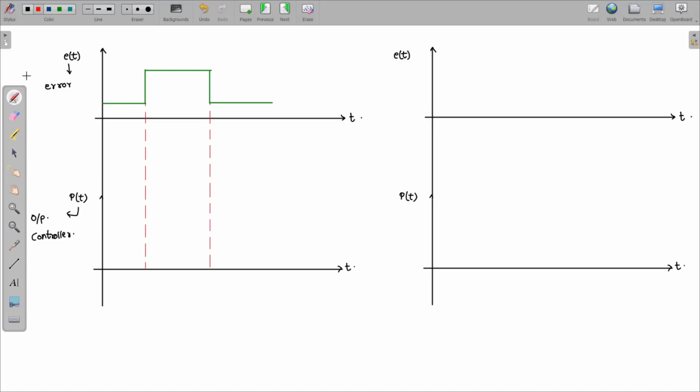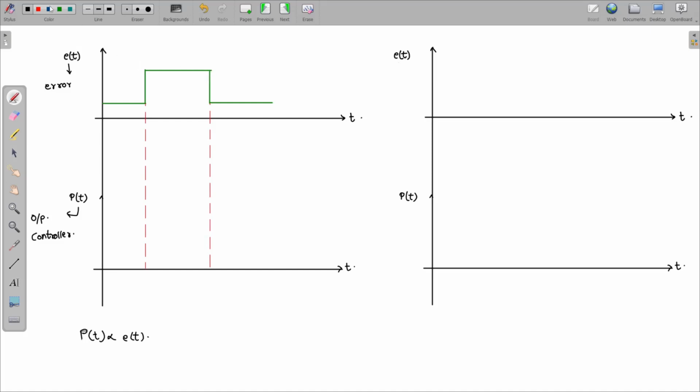So now basically what I told, the output of the controller is directly proportional to what? It is directly proportional to the error over here. Okay. So now you can see there is a step change in error.